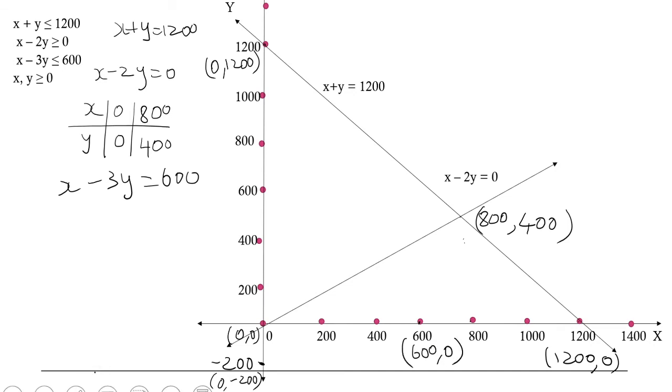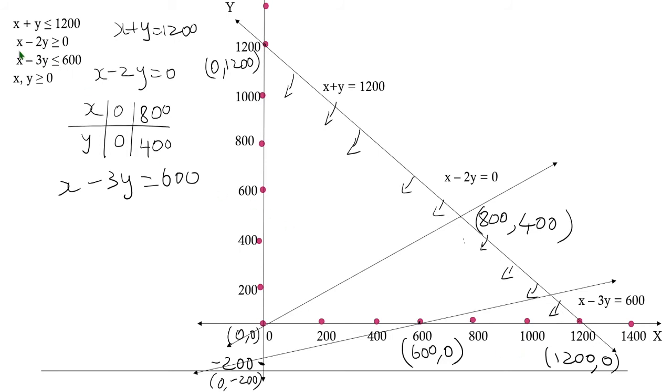So join these 2 points with the help of a straight line. We get the line x minus 3y equal to 600. So we have drawn all the lines. Now we have to state the region corresponding to these inequalities. The first inequality is x plus y less than or equal to 1200. So the region corresponding to this inequality is this side.